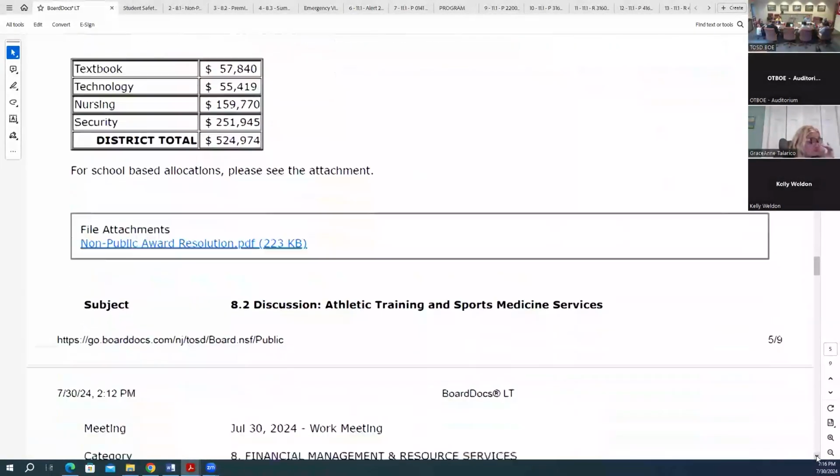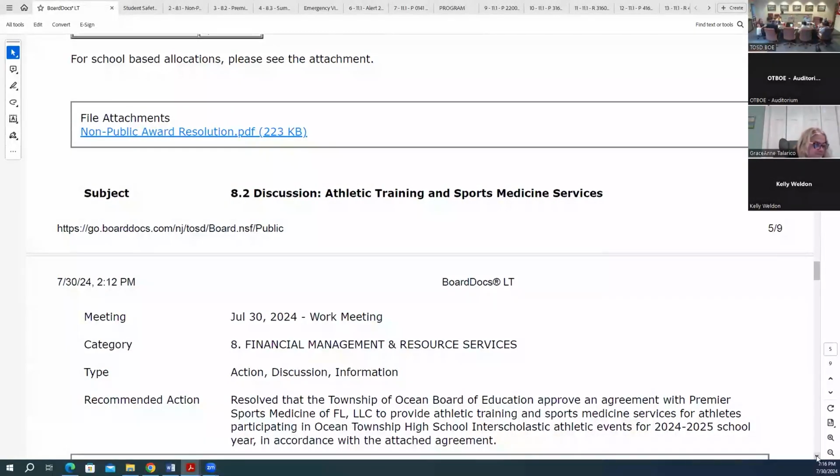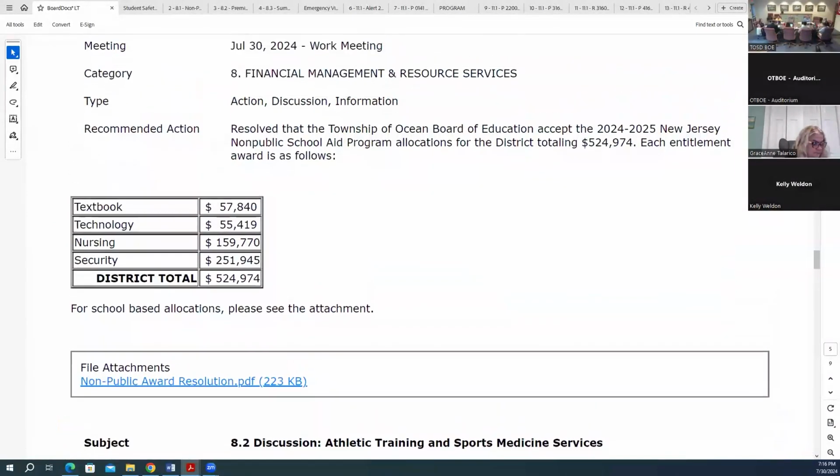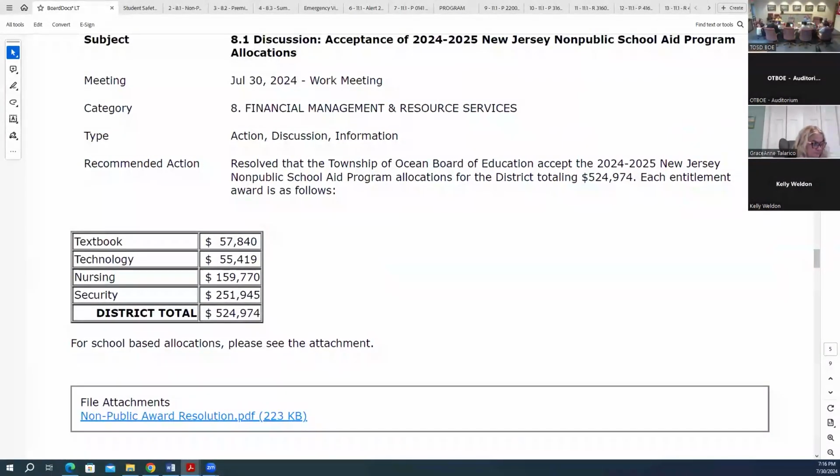Sure. We did receive a notification for the funding for our non-publics, which is our first item there. That just came out last week. Those amounts are determined per pupil basis. So that's money that's funneled through the district back out to these non-public schools. Again, based on the per pupil times enrollment at those particular schools.